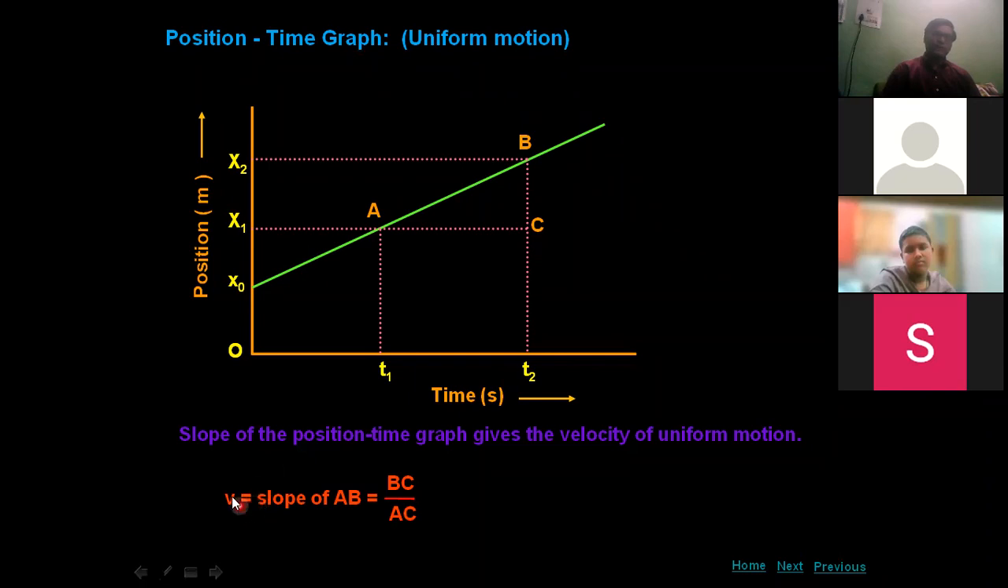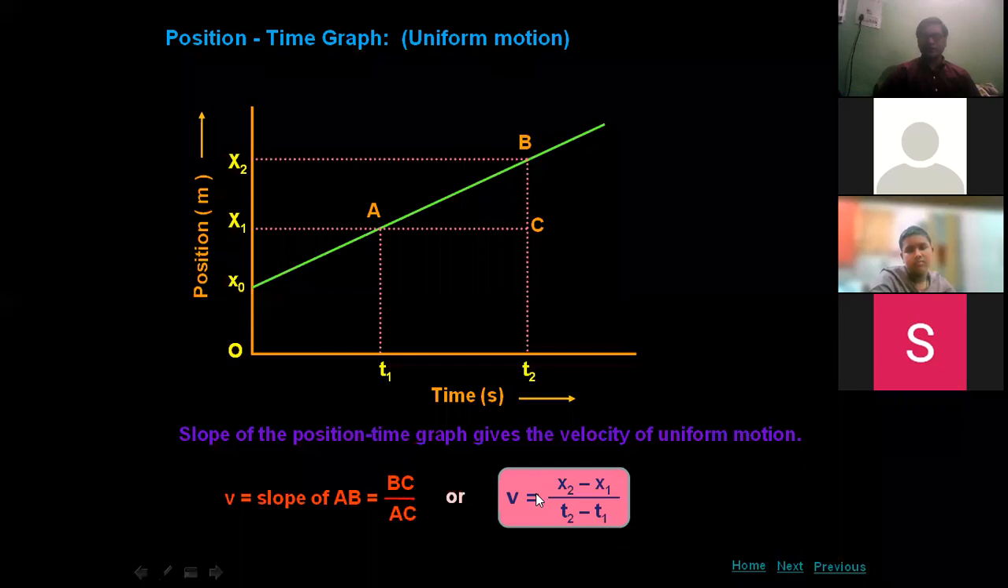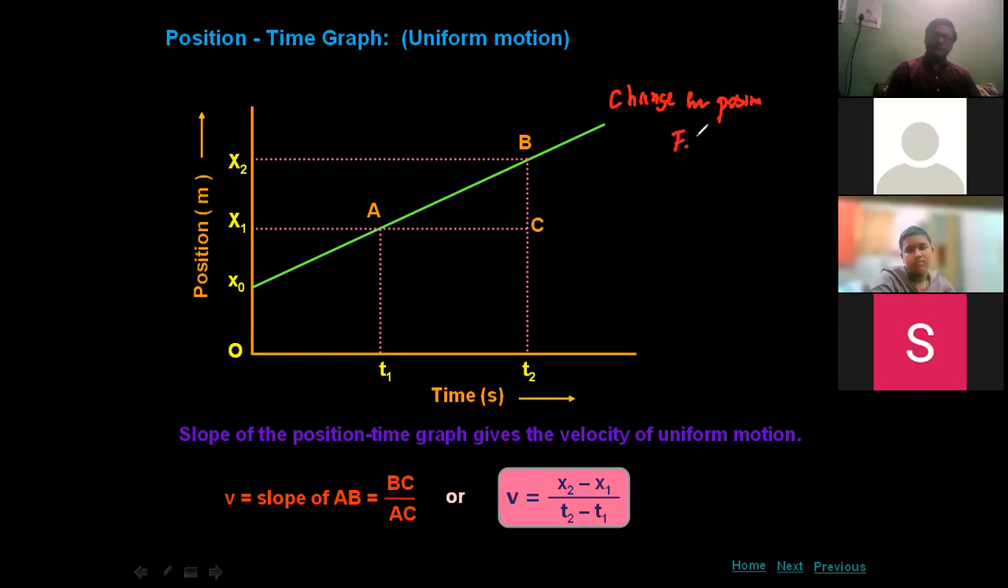So this slope means the velocity of the uniform motion. That is BC upon AC. Or we can write that velocity is change in position with respect to time. So I explain it in the class. Change in position with respect to time. Final position minus initial position is the change in position.